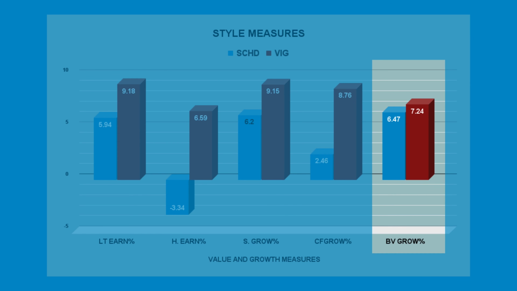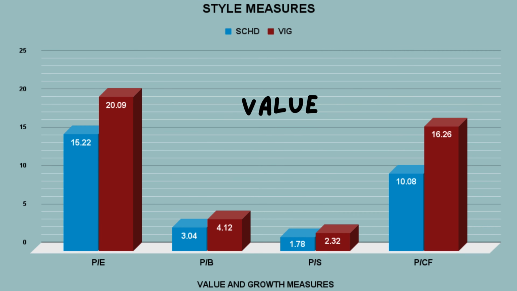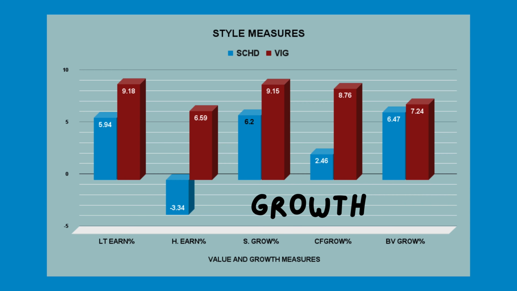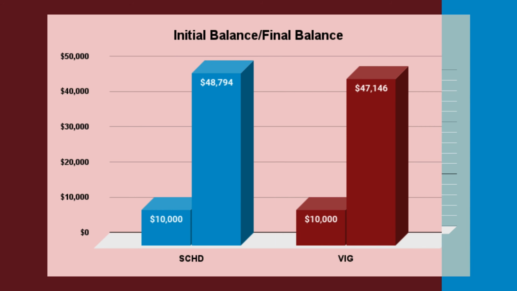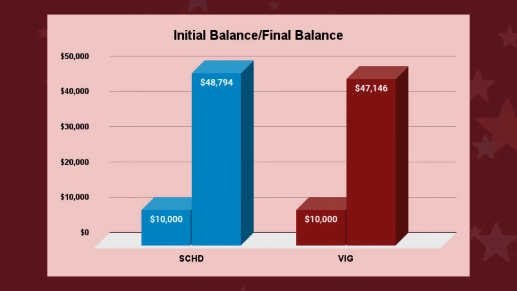And finally, we have book value growth. VIG shows 7.24% growth in assets, while SCHD is similar at 6.47%. Both ETFs clearly focus on maintaining strong financial health. As you can see from these charts, in value metrics, it's pretty much SCHD, and in growth metrics, VIG leads in every growth metric. Let's dive into the backtest results and see how both SCHD and VIG performed over time.